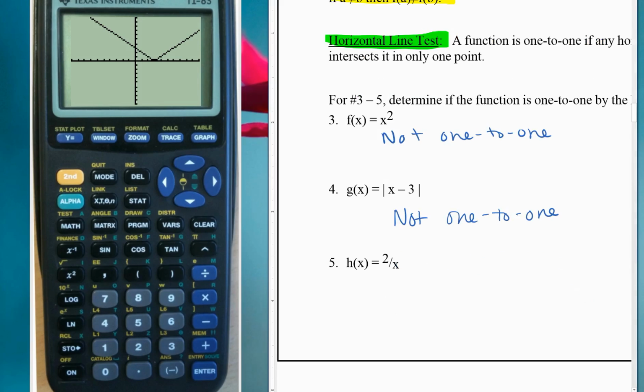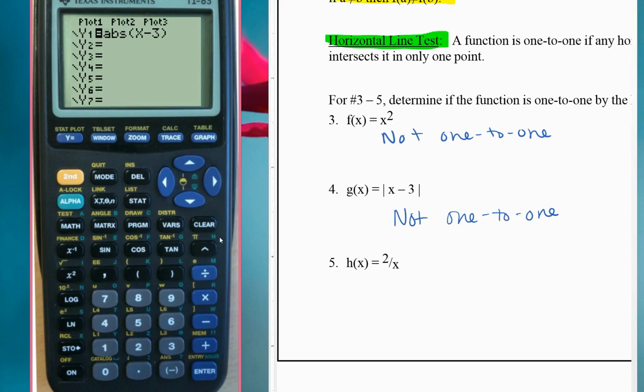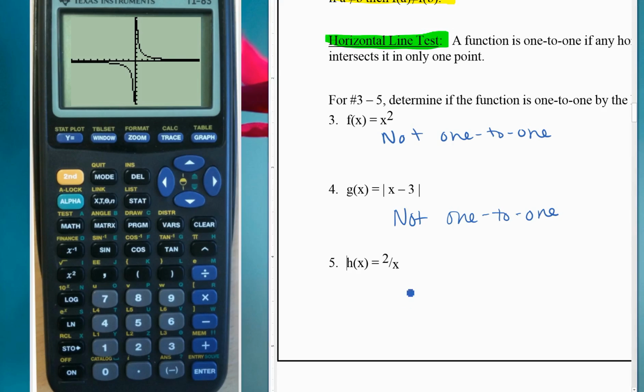Let's look at 2 divided by x. This one actually is 1-to-1. Here we do level off at 0, but it never actually reaches 0 there, so we don't have any places where it intersects. So 2 over x is 1-to-1.